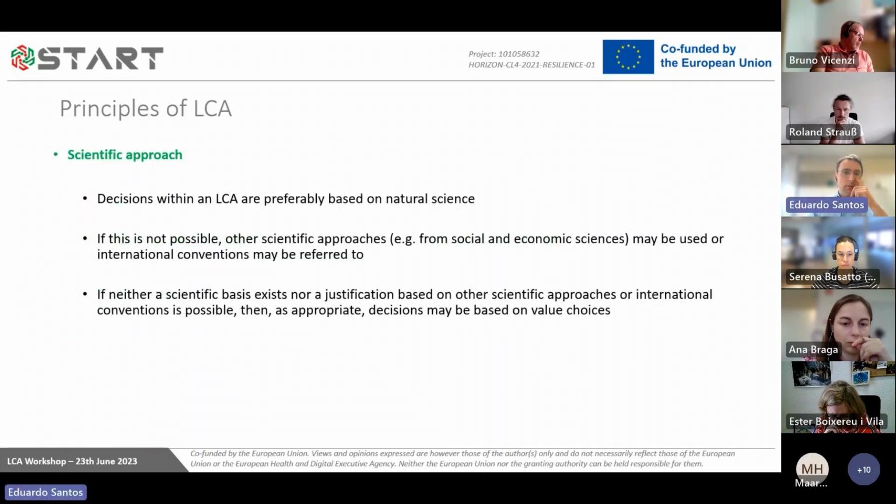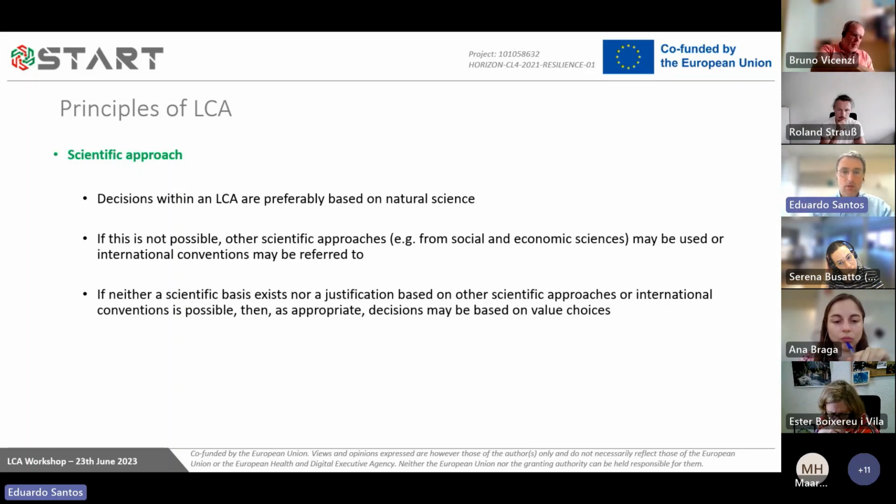Also, of course, LCA is a scientific-based approach, and it should always be, whenever possible, based on natural science. It sometimes happens that it's not possible for every stage, and in those cases, it's possible to use, of course, social and economic sciences, and some conventions that are used to overcome some of the limitations of LCA, or some of the limitations maybe on data, or even on the consequences of data.